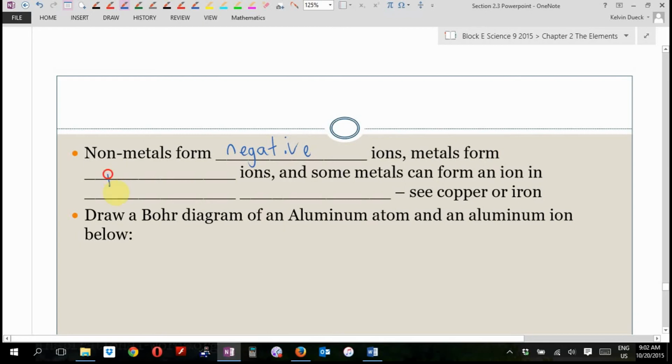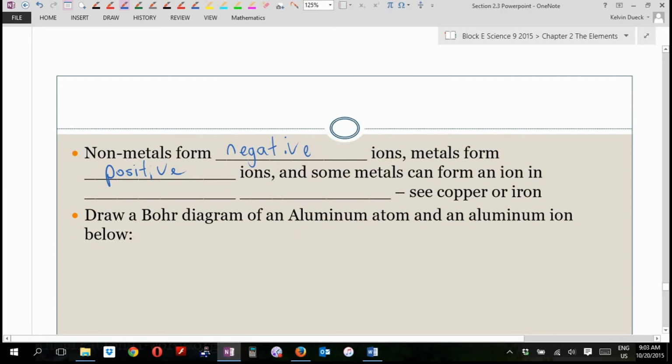Metals form, and this is a bit tricky, Mandy, because metals lose electrons, and when people hear the word lose, they think subtract, they think negative. But what's the charge on an electron, negative or positive? So I'm going to say it this way. Metals lose negatives. What does that make them? Positive.